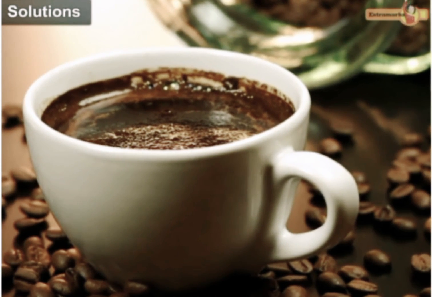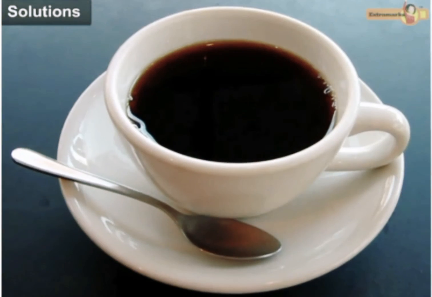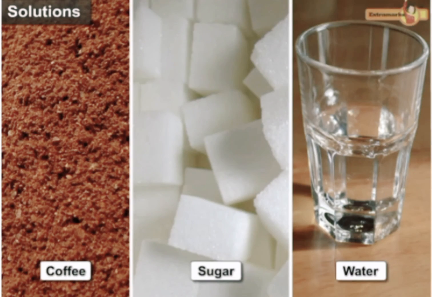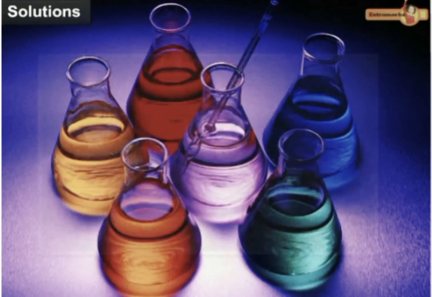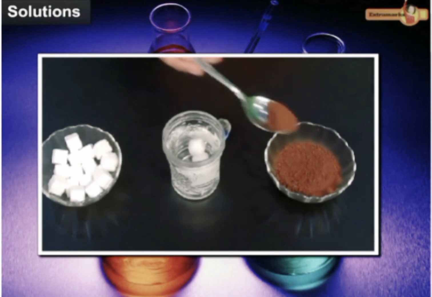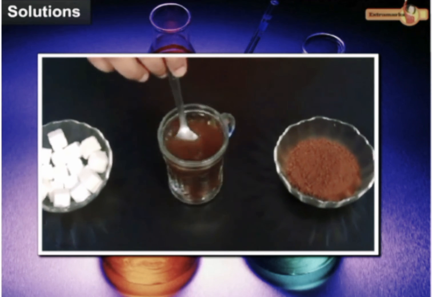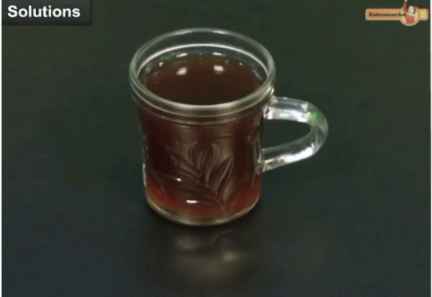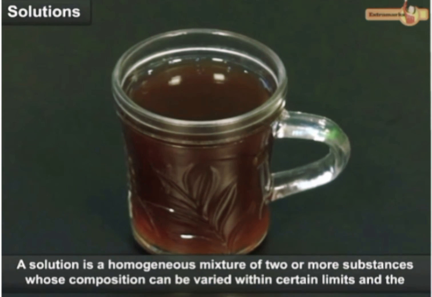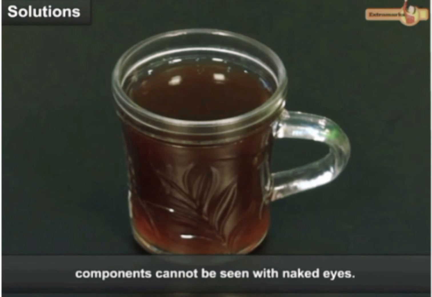Many of us enjoy a black coffee. It is a homogeneous mixture prepared by mixing and heating different ingredients like coffee, sugar, and water. When we mix and heat these ingredients, it is not possible to identify the ingredients present in the mixture because sugar and coffee seem to disappear. It results in formation of solution which is a homogeneous mixture. A solution is a homogeneous mixture of two or more substances whose composition can be varied within certain limits and the components cannot be seen with the naked eyes.